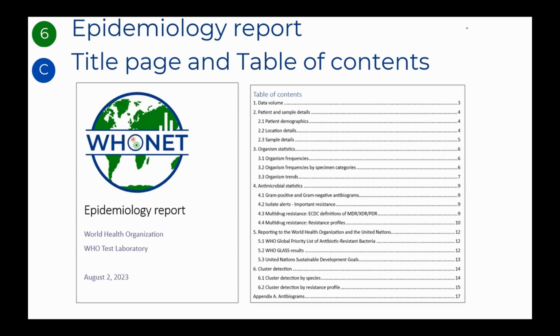Here we see the first 2 pages of the report, including the table of contents. The report has sections on data volume, patient and sample details, organism statistics, antibiotic statistics, WHO and Sustainable Development Goals, cluster detection, and antibiograms.